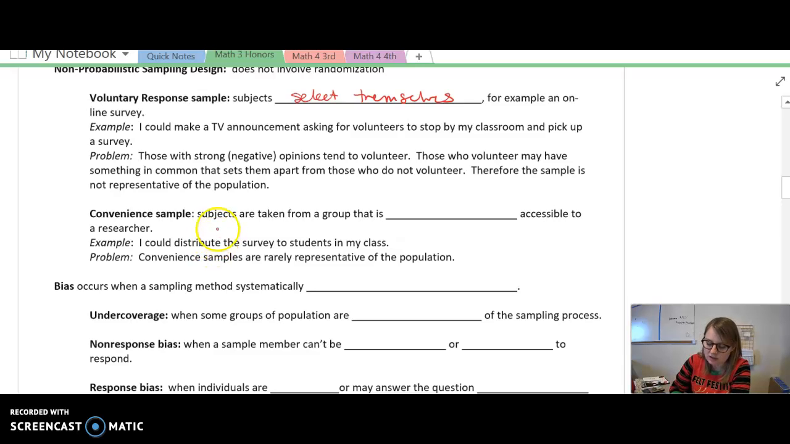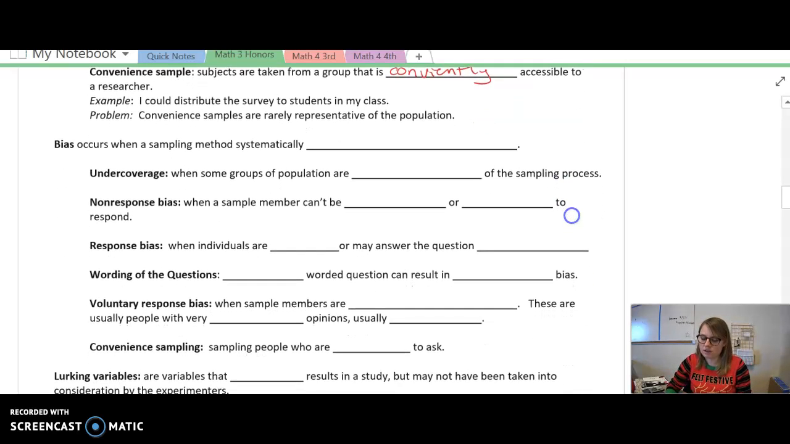And then a convenience sample. So subjects are taken from a group that is conveniently accessible to the researchers. So distributing a survey to students in my class, but that's not representative of the entire AFHS population.